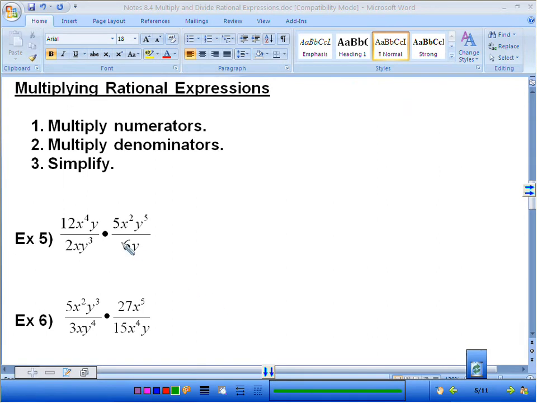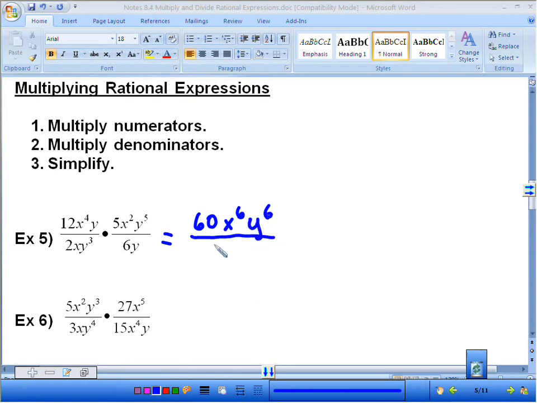Well, now we're going to multiply. The first step that we want to do is multiply the numerators and then multiply the denominators. And then we'll do the step that we just did. We'll simplify it. I'll do example 5. 12 times 5 is 60. X to the 4th times x squared is x to the 6th. Y times y to the 5th is y to the 6th.